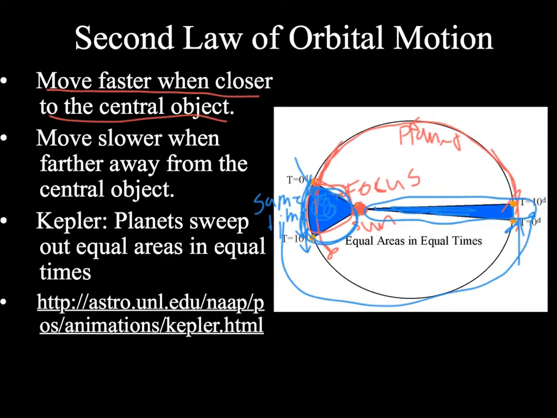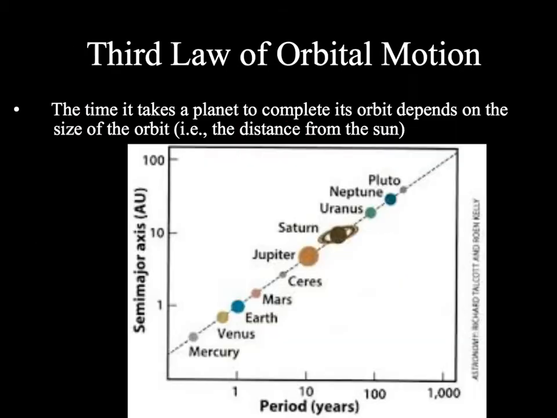So that's the second law of orbital motion, is that the sweeping area that's covered in an orbital motion is always going to be the same no matter where you are. So no matter if it moves faster or slower. So you need to understand all these concepts of the second law of orbital motion.